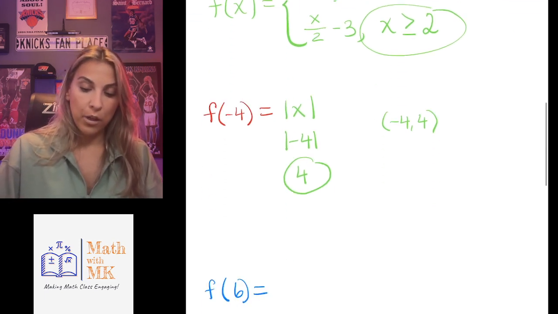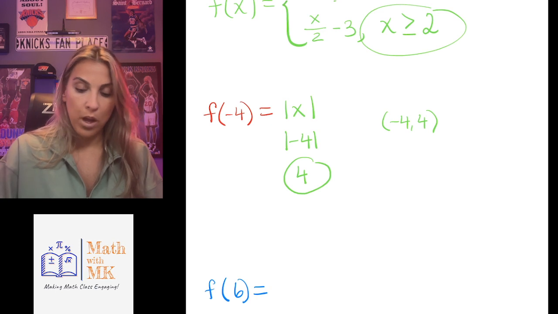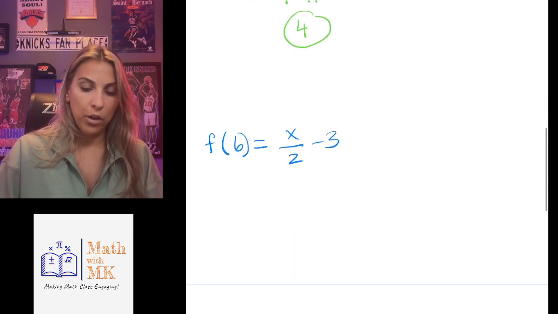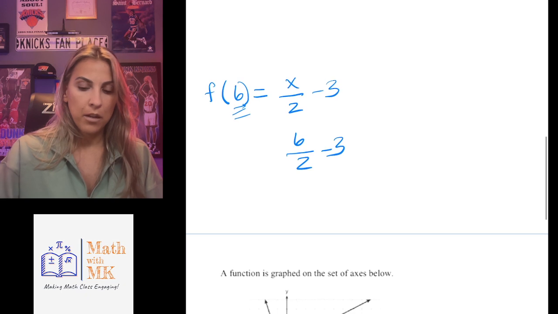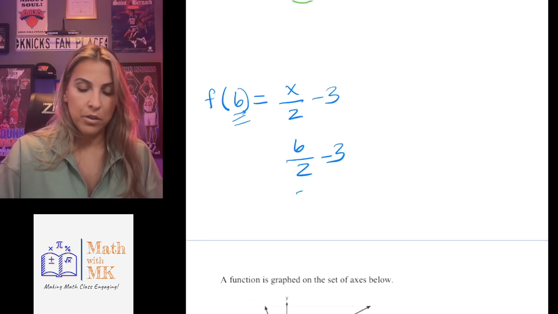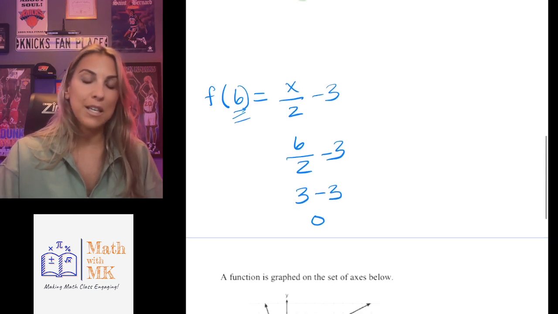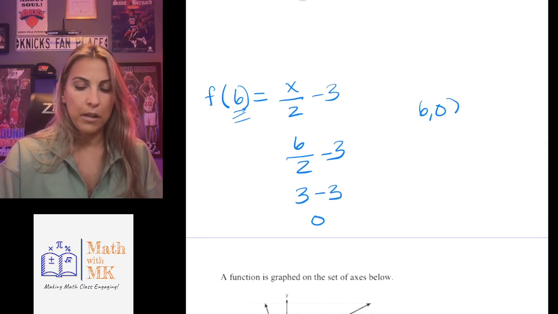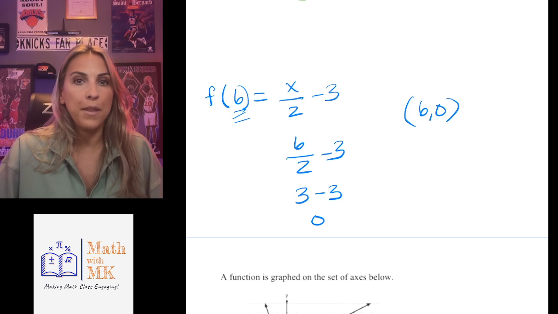So now for f of 6, we're following, let's do this in blue, x over 2 minus 3. And now again, we just evaluate. So we're going to replace that x with 6, right? The value that was in here, over 2 minus 3. So 6 divided by 2 is 3. 3 minus 3 is 0. So f of 6 equals 0, meaning that 6, 0 is a point on this piecewise function.